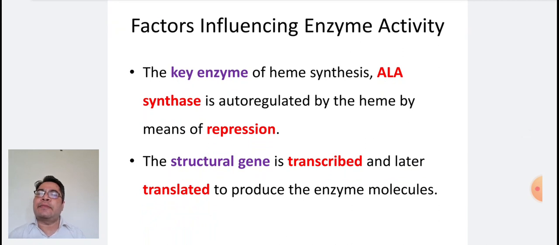The key enzyme of heme synthesis, ALA synthase, is regulated by heme by means of repression. The structural gene is transcribed and later translated to produce the enzyme molecules.